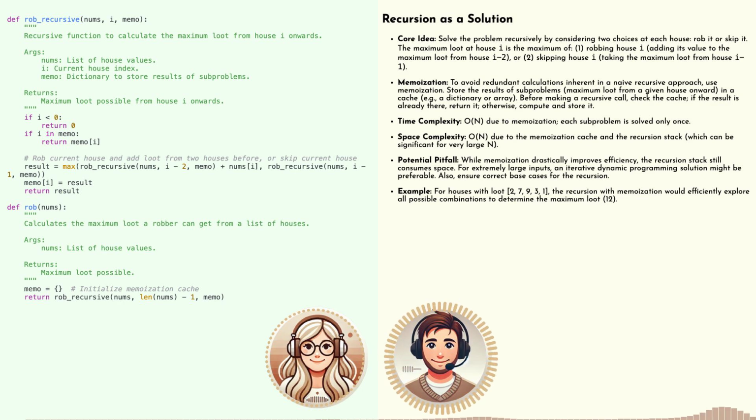And if you choose to skip the current house, your helper will tell you the best way to rob the rest of the street, starting at the next house. So they have a little more freedom. We're breaking down the problem into smaller, identical pieces, and then combining their solutions to get the best overall strategy. We're delegating the problem to these little helpers. That's the essence of recursion. And it actually leads us to a technique called dynamic programming. We'll delve into that in the next part of our deep dive.